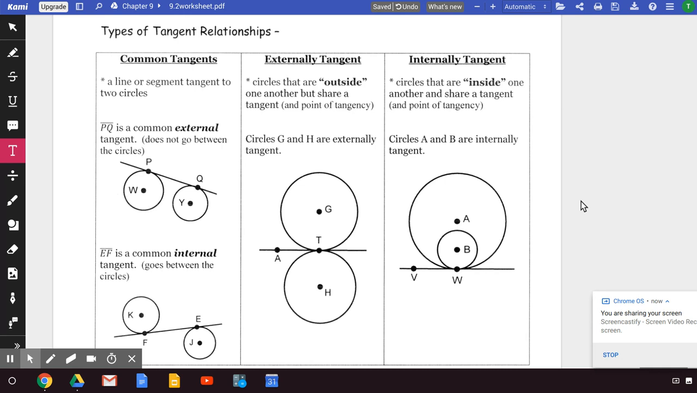We're going to look at a couple different types of tangent relationships. Two circles can have a common tangent. A common tangent is just a tangent line or tangent segment that touches two circles. A common tangent can be split into two categories, an external tangent or an internal tangent. In this example, segment PQ is a common external tangent because it's outside of the circles. It's not going in between the circles.